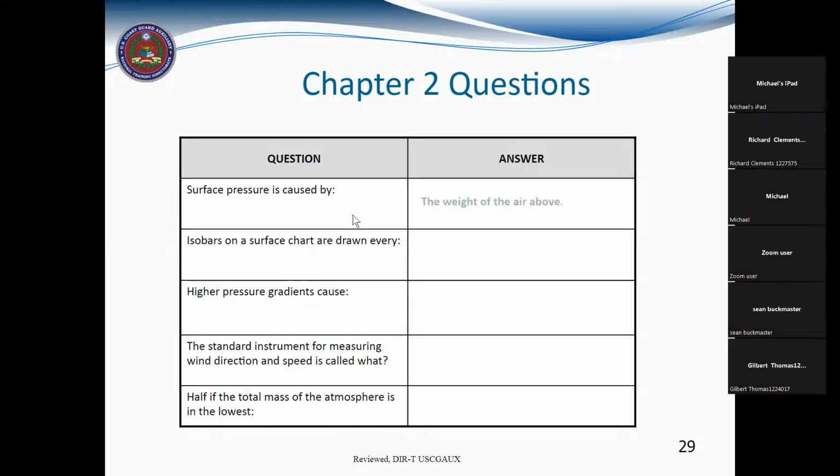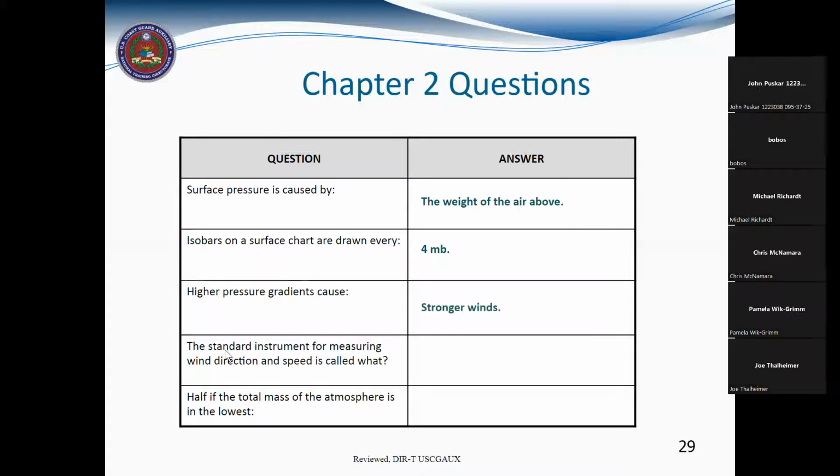Pressure. Pressure is correct. Well, the weight of the air above. That's what they were looking for. Surface pressure, right on. All right, Gilbert, are you there now? Isobars on a surface chart are drawn every. 4 millibars. 4 millibars is correct. Well done. John Puskar, higher pressure gradients cause. Strong winds. Strong winds. Well done.